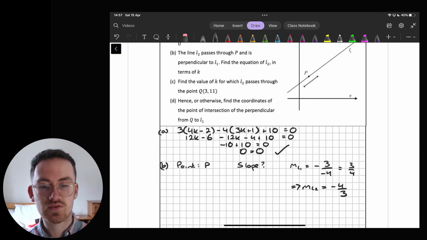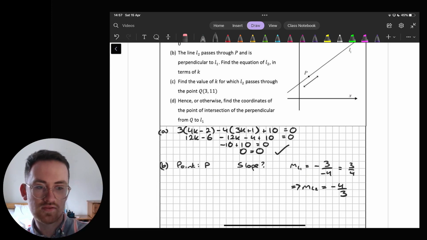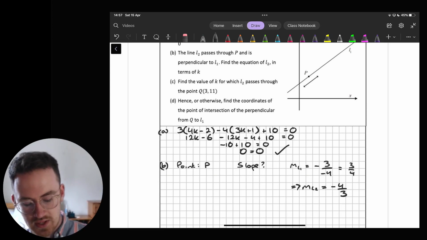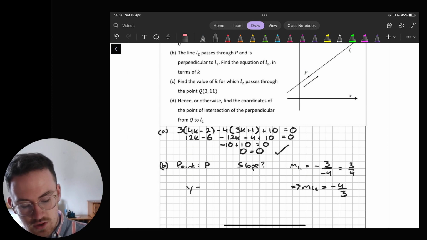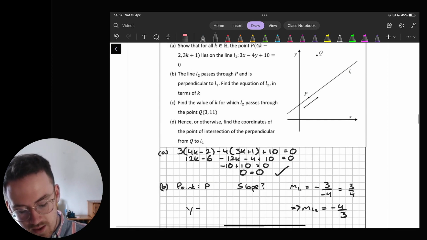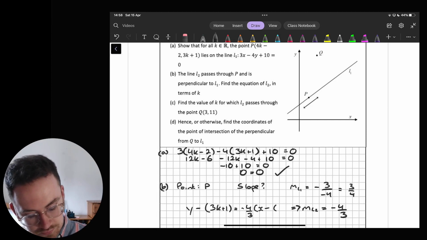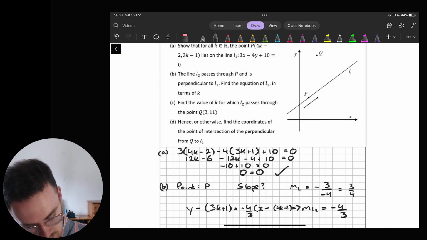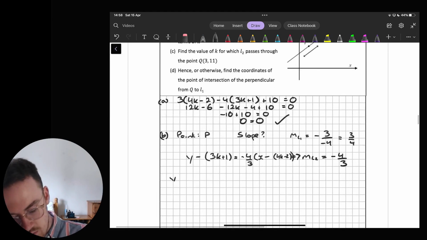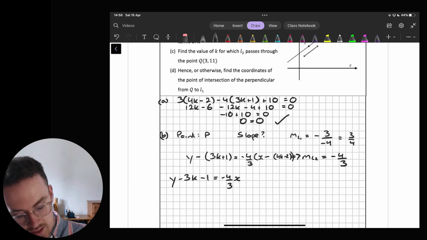That comes back to our rules for slopes. If they're perpendicular, the slope of one will be the negative reciprocal of the other one, or the inverse. Then I just use my formula. So I'm using the point P. I'm doing it in terms of k. So 3k plus 1. I'm going to use my brackets here to keep everything neat. x minus (4k minus 2). Okay, running into myself there. So y minus (3k minus 1) is equal to minus 4 over 3 x.